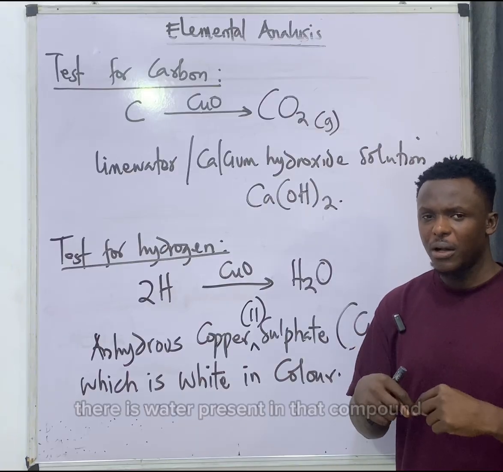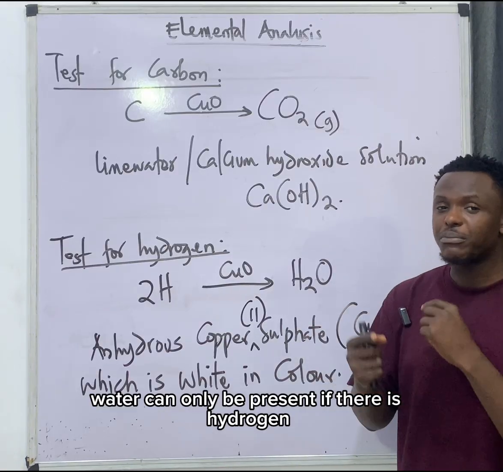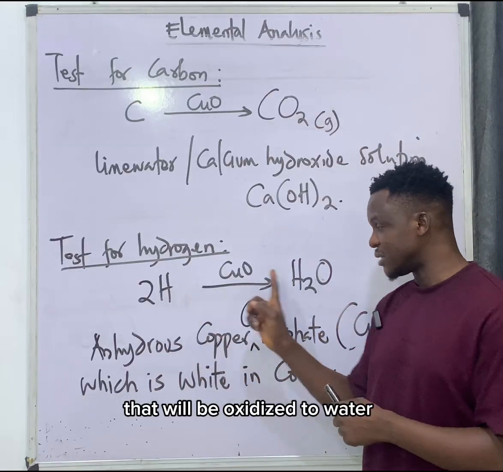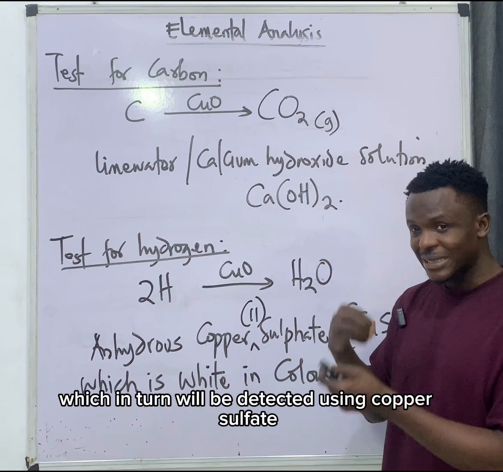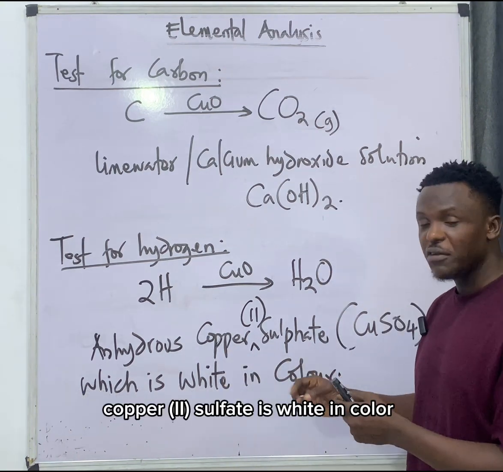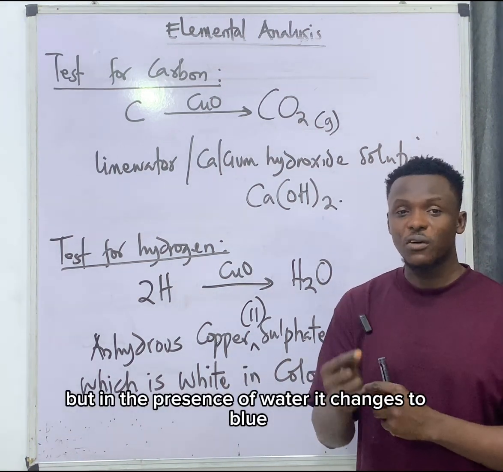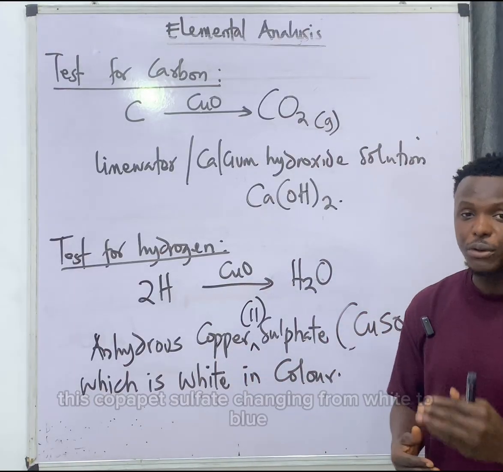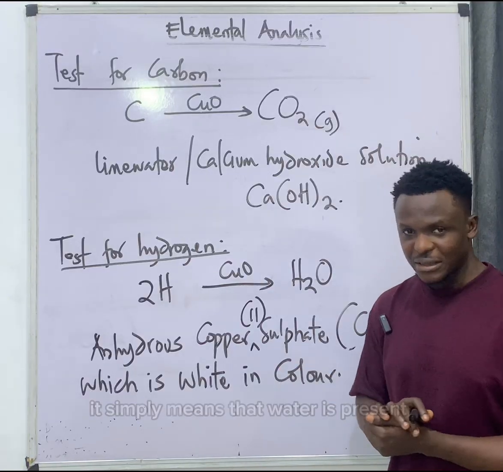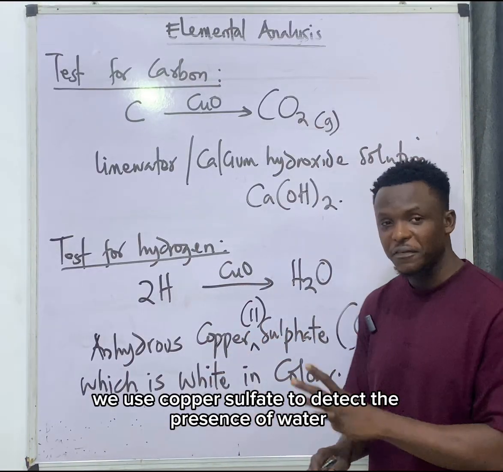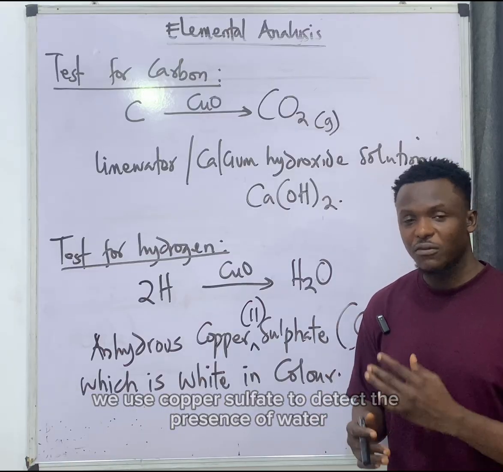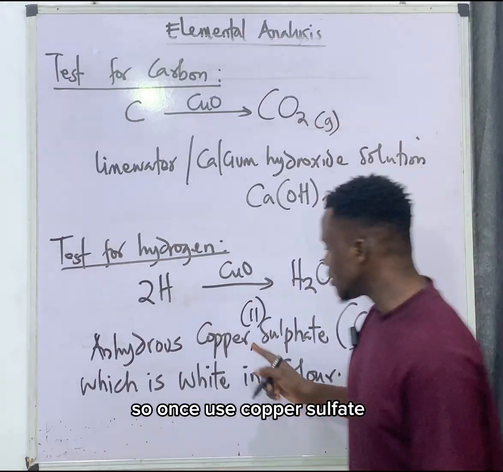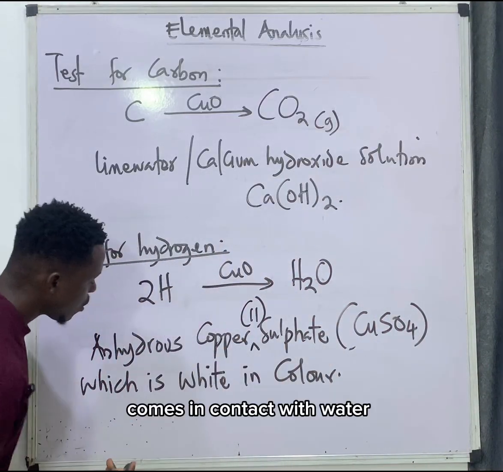So once the color changes from white copper sulfate to blue, it simply means that there is water present in that compound. And water can only be present if there is hydrogen, because it is the hydrogen present in the compound that will be oxidized to water, which in turn will be detected using copper 2 sulfate. Copper 2 sulfate is white in color, but in the presence of water, it changes to blue. So once you see this copper 2 sulfate changing from white to blue, it simply means that water is present. So we use copper sulfate to detect the presence of water, which in turn indicates the presence of hydrogen.